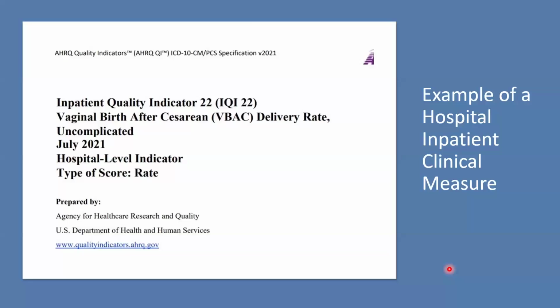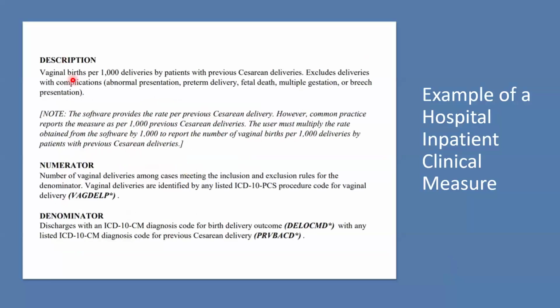And this last displays actual presentations of what you could see after you measured. This one I pick is on vaginal birth after cesarean sections. You actually write the indicator or the measure. And this says it is the delivery rate, which is uncomplicated. You then display it with that description, vaginal birth per 1,000 deliveries by patients with previous cesarean deliveries. You put in your exclusion. It excludes deliveries with complications, for example, preterm delivery.